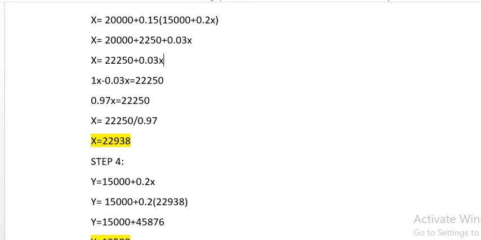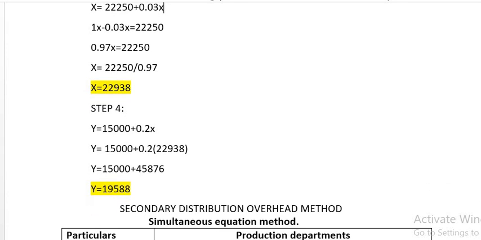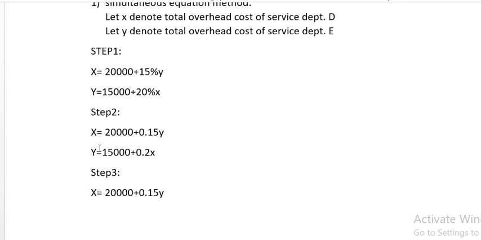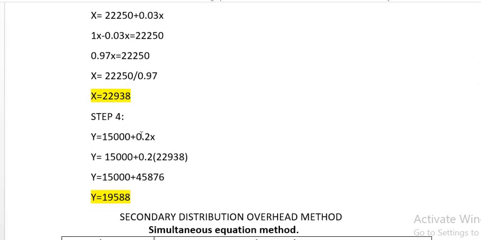It comes to an X value of 22,938. So now we have got the X value. Now let us start the fourth step. We have to find the Y value. Write it here: Y value. We take the second equation, Y is equal to 15,000 plus 0.2X. X means we write the X value, 22,938. So Y is equal to 15,000 plus 0.2 into 22,938, it comes to 45,876.